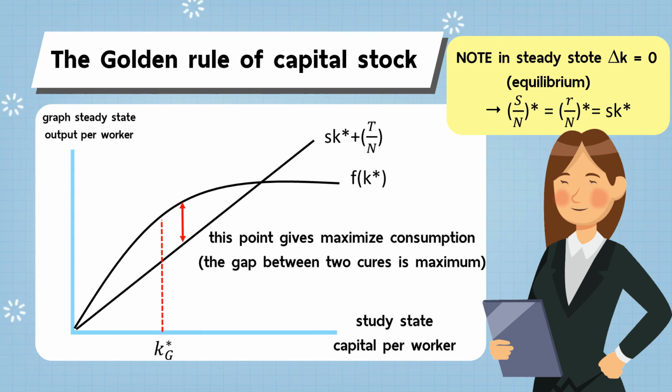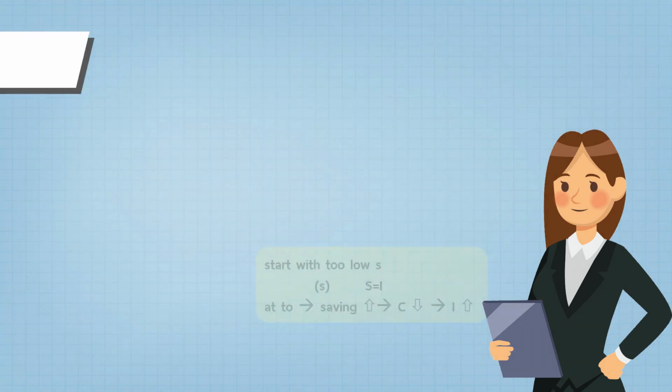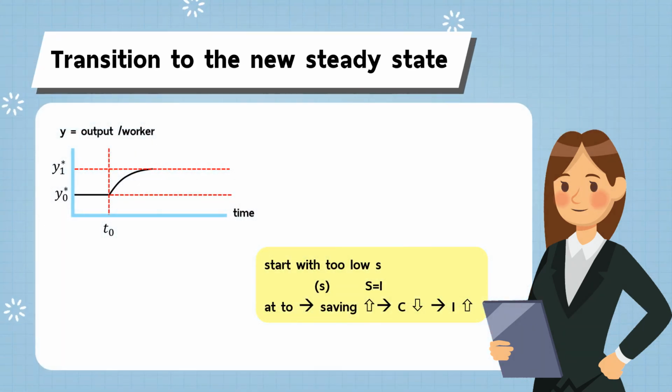minus T over N. Next, for the graph, the point that has the maximum gap between two curves will give you the level of K star G. The last one is transition to the new steady state.